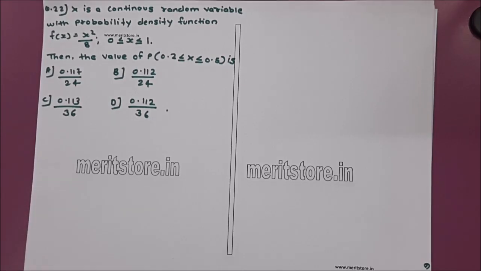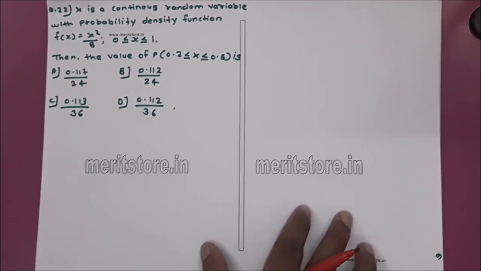Question 22. X is a continuous random variable with probability density function fx equal to x square by 8, where x is greater than or equal to 0 and x is less than or equal to 1. Then the value of p, that is x is greater than or equal to 0.2 and less than or equal to 0.5 is: A 0.117 upon 24, B 0.112 upon 24, C 0.113 upon 36 and D 0.112 upon 36.